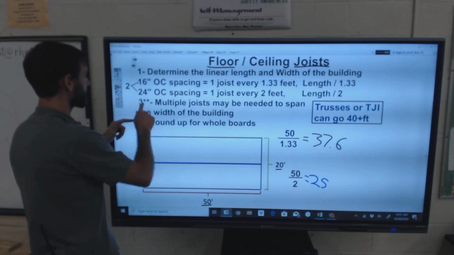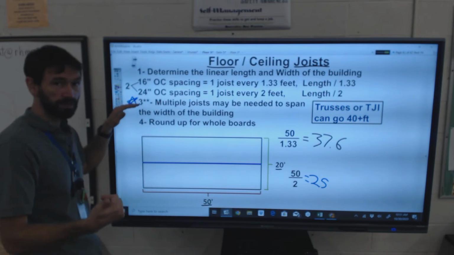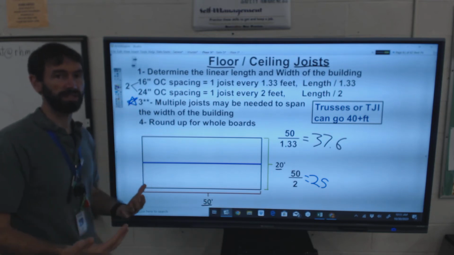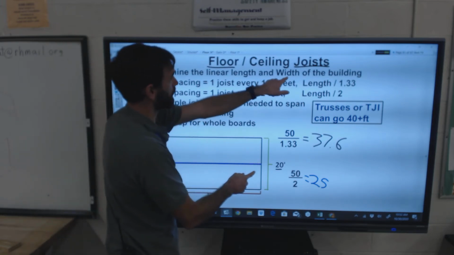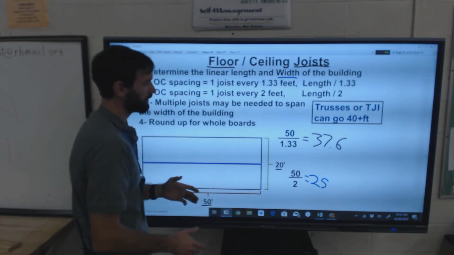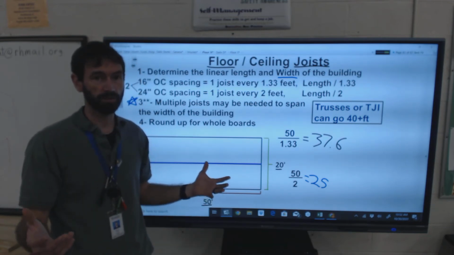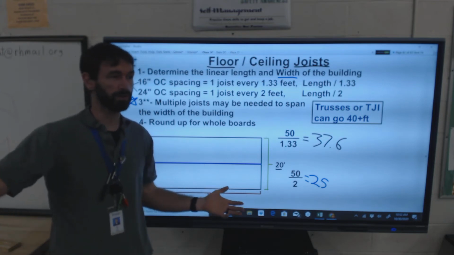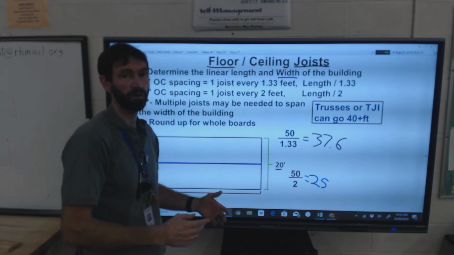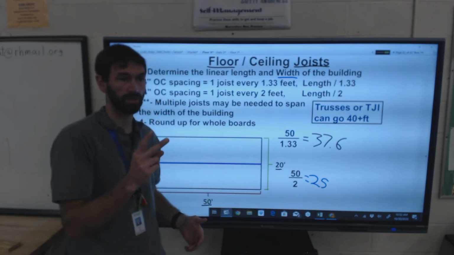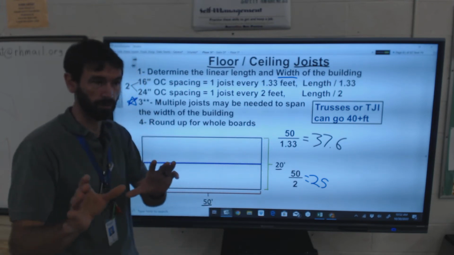All right. Step number 3. Again, this is one of those where you have to look at the plans because multiple joists may be needed to span the width of the building. So remember I said you got to figure out what the width is. So if the width is 20 feet long, and remember, if we're using dimensional lumber, like 2x10 joists or 2x12 joists, the most we can get those is 16 feet. So a 16-foot joist is not going to stretch the entire way. So we're going to need 2 sets of joists. In some cases, you're going to need 3, 4, or 5 sets of joists to make it across the building. Just depends on what you're working with.